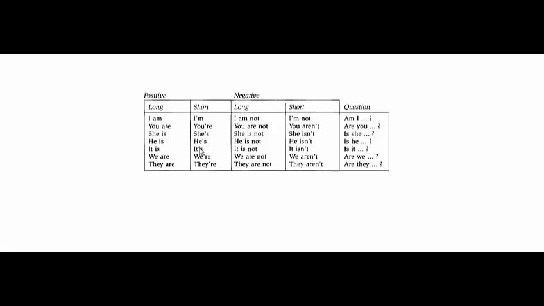It is. It's. It is not. It isn't. Is it? For example, is it a cat? Is it a car? الجواب, yes, it is. No, it isn't. We are. We are not. We aren't. Are we? For example, are we late? Yes, we are. No, we aren't. Or yes, you are. No, you aren't. It depends on the situation. They are. They are not. They aren't. Are they? For example, are they at home? Are they absent? Etc.